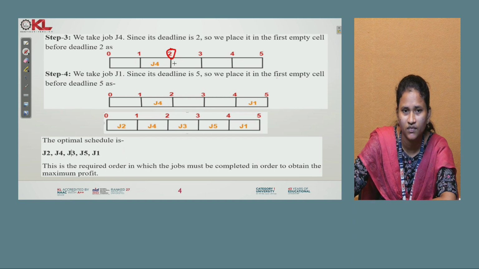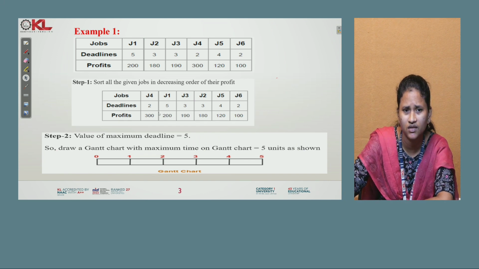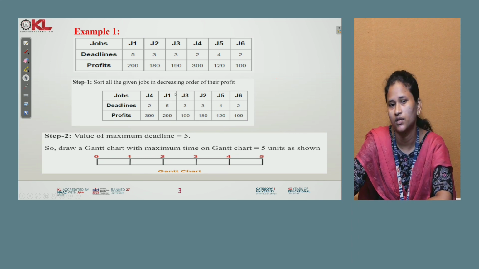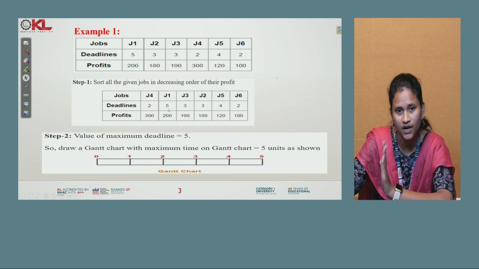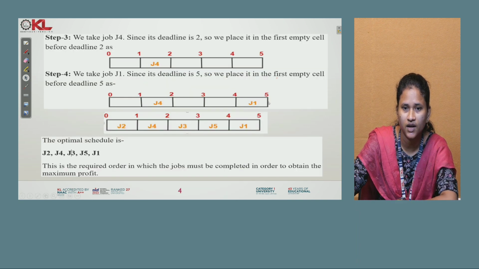And next, what is the next highest profit value? The next job is J1 with deadline 5 and profit value 200. Where do we place J1 in the Gantt chart? We go directly to 5, and from that 5 we see the left side. If the left side slot is free, we place J1 there. That is the process we have done.